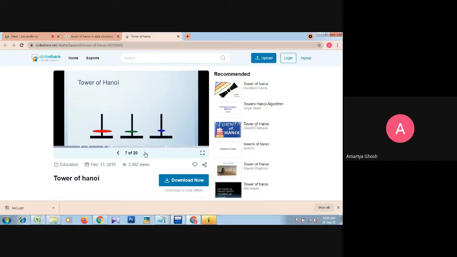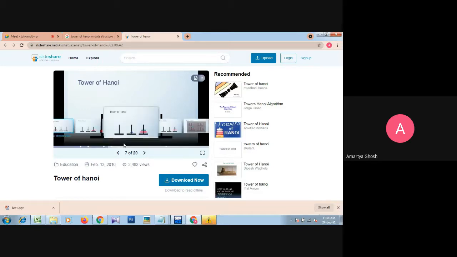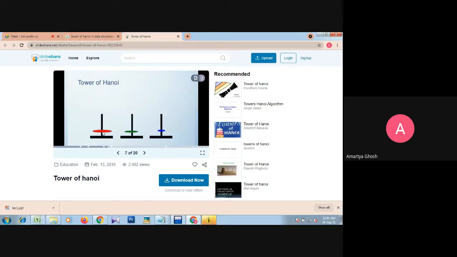Okay. Now, if we want to shift this red disk, the biggest disk, from this stand to another stand, it is not possible because both stands have a disk that is smaller than this red disk. Okay, so that is why we have to empty at least one stand.